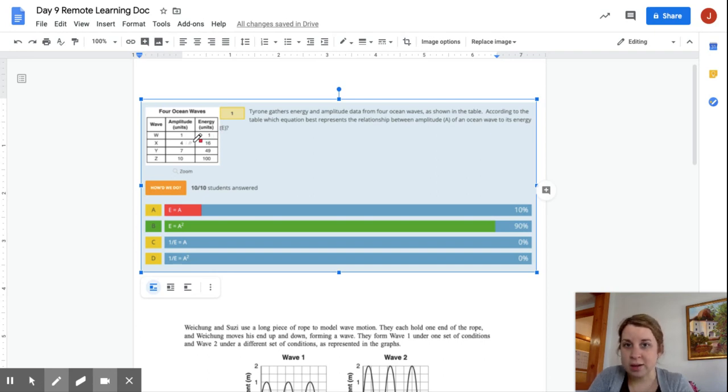4 squared is equal to 16. 7 squared is equal to 49. And 10 squared is equal to 100. So the correct equation is E equals amplitude squared. So energy equals amplitude squared.